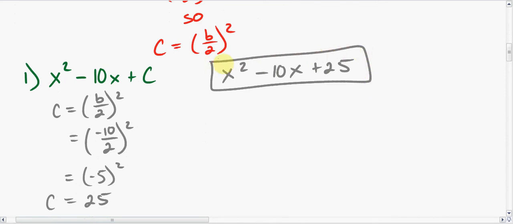And this is a perfect square trinomial. X squared is a perfect square. 25 is a perfect square.